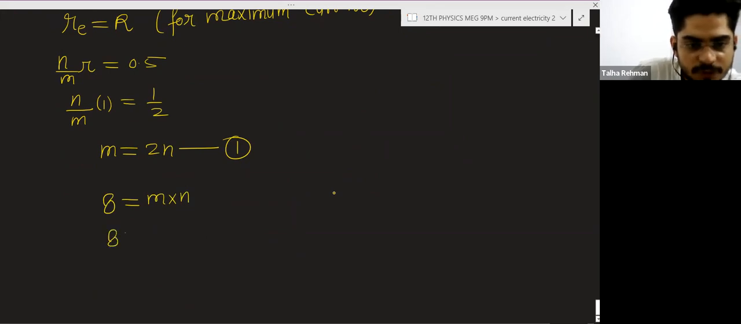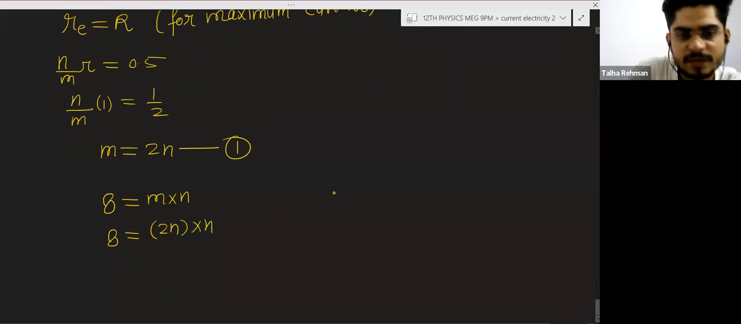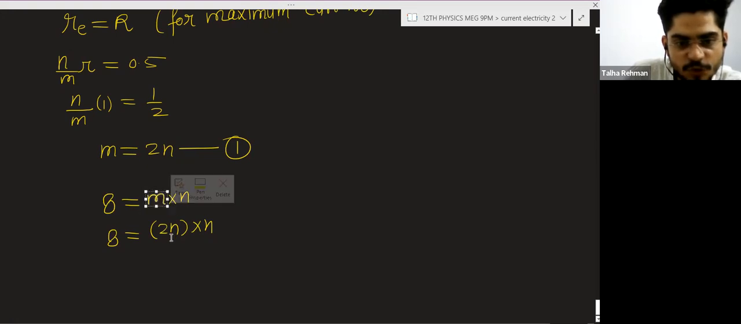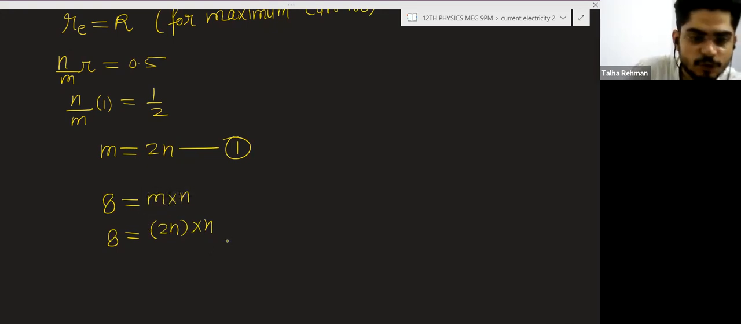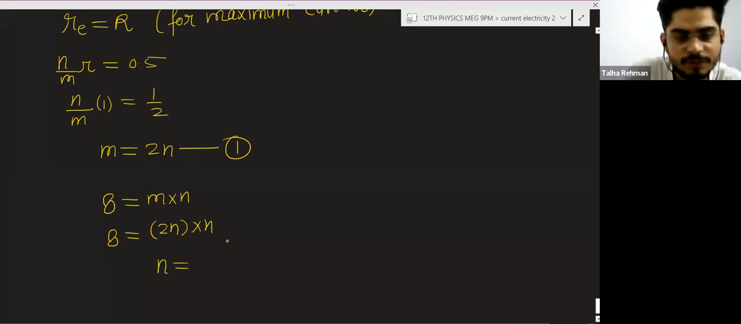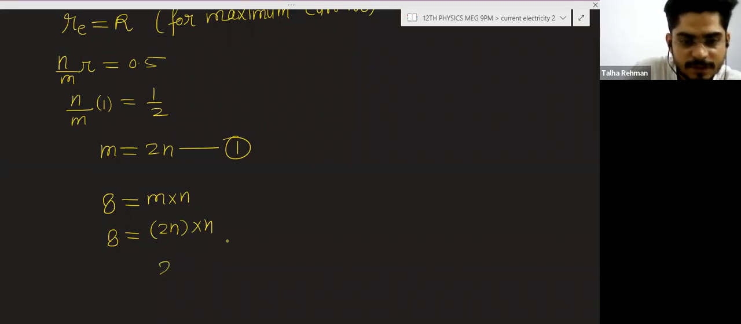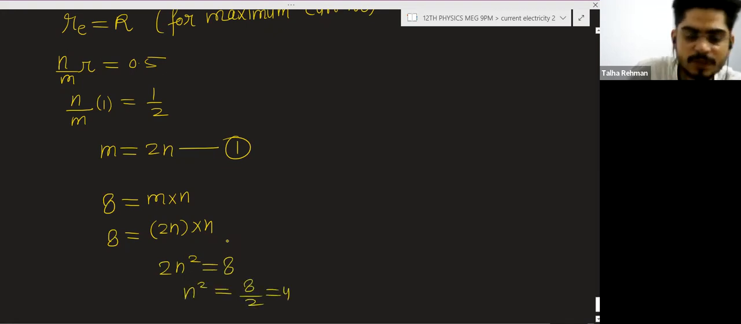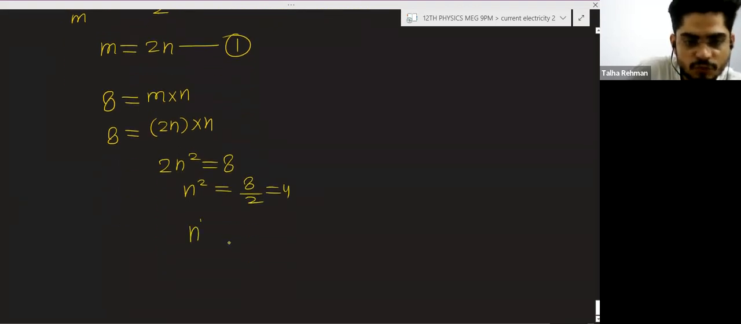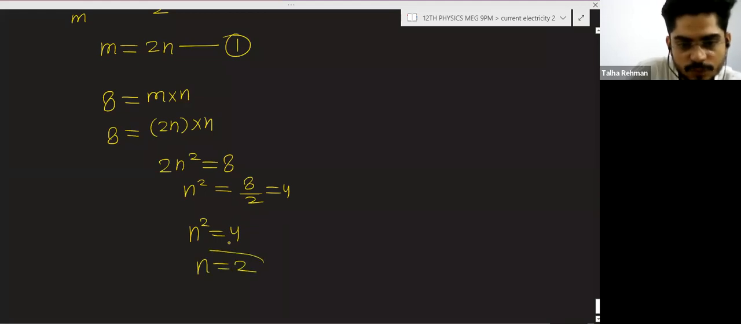Now you can put m is equal to 2n into n. Instead of this m, I have put this 2n. So from here you will get n is equal to 2. How will we get 2? Just see this. This is 2n square is equal to 8. This is n square is equal to 8 by 2, means 4. So we will have n square is equal to 4. You will take the square root. Then you will get n is equal to 2.